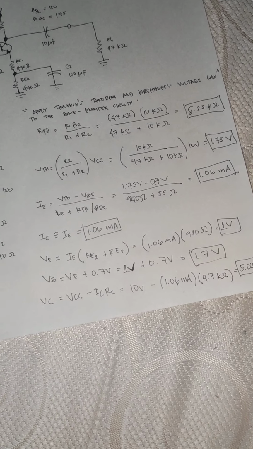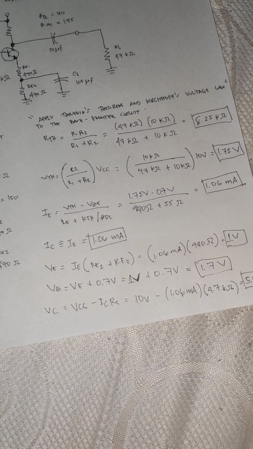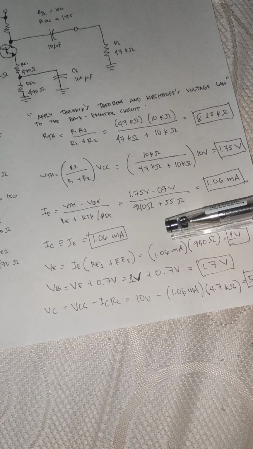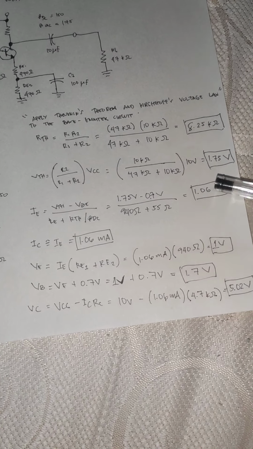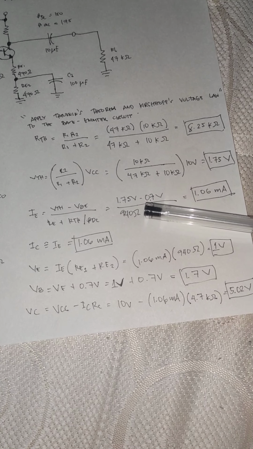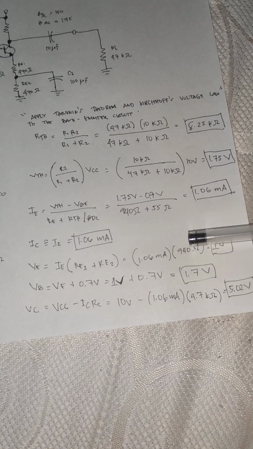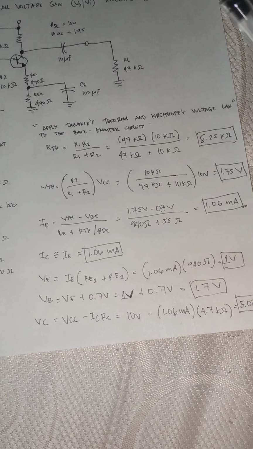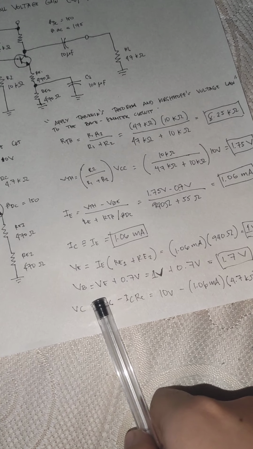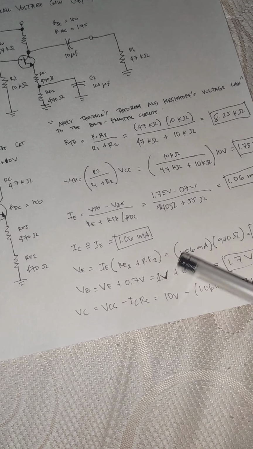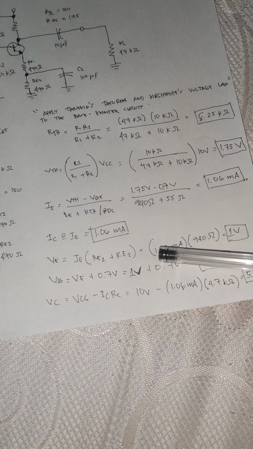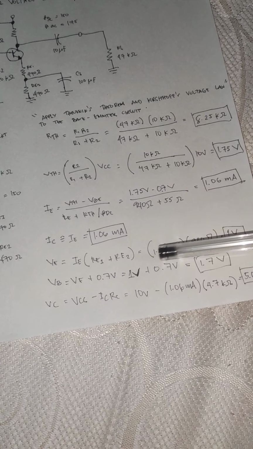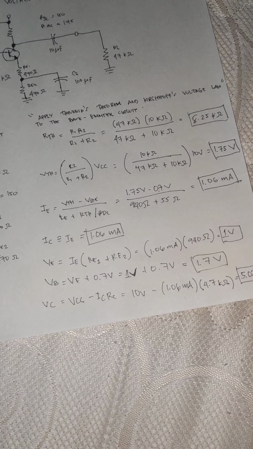Solve na ko si VE. VE is equal to IE times RE1 plus RE2. Substitute the value, which is nakuha na nako, 1.06 milliamps times 940 ohms equals 1 volt. Solve na ko si VB kani nga formula. VE plus 0.7 volts is equal to 1 volt plus 0.7 volts, ang result, 1.7 volts.